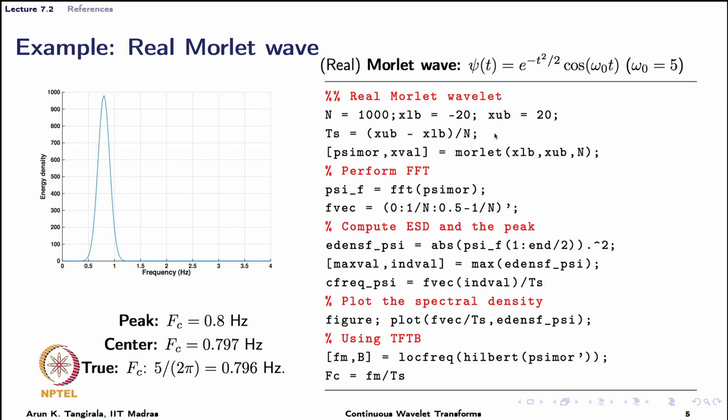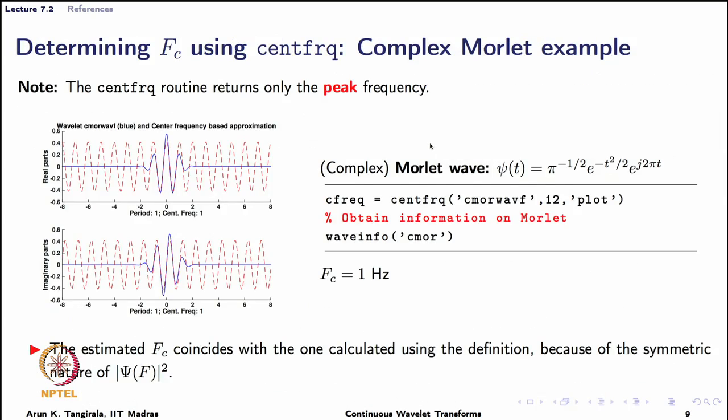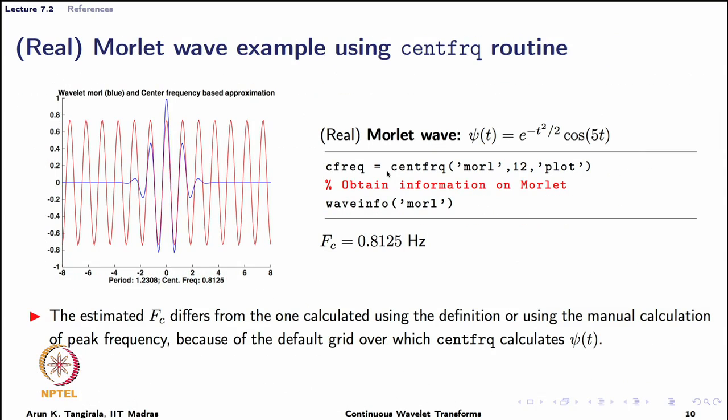Does it make a difference? It does seem to be making a difference here, although effectively the theoretical support for the real Morlet wave is somewhere between -8 to 8. That is, it pretty much goes to 0, but the number of points that you are using does seem to make a difference, and you can check it out for yourself by changing the defaults in the CENT-FRQ.